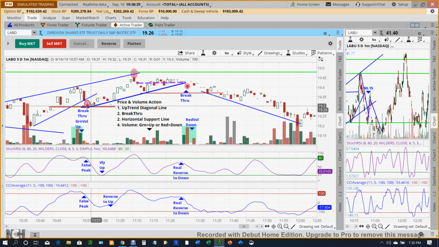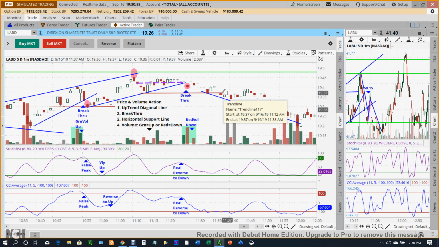In the first case, it hits the horizontal, comes back down, almost hits it again, and then hits back up. So in the second case, you got a breakthrough. It hits the thing and starts going back up, just like the first case. So it's really hard to tell if all you're doing is looking for it to break through.